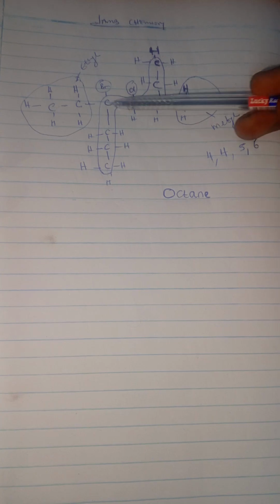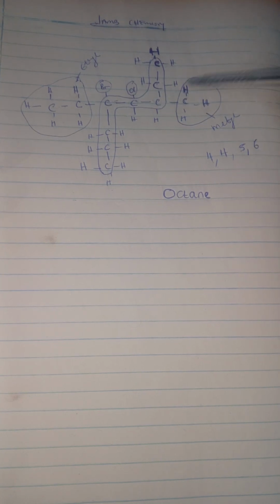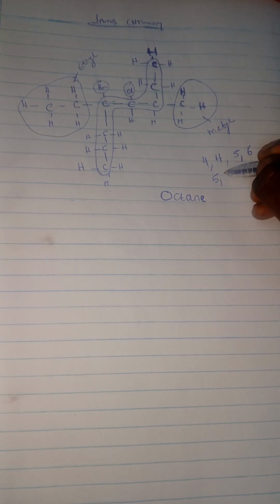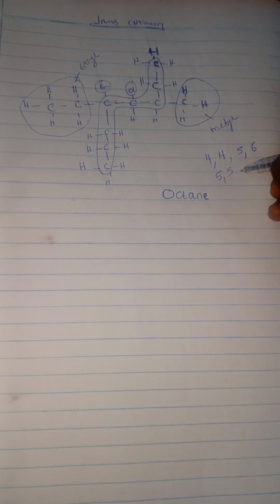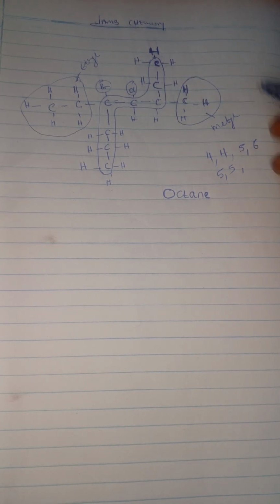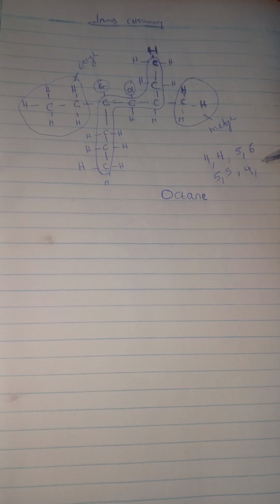1, 2, 3, 4, 5, 6, 7, 8. So the first substituent, this methyl, will be on carbon... Okay, let me just take it the same way. 1, 2, 3, 4, 5. This will be on carbon 5. Carbon 5 also. 1, 2, 3, 4, 5. Carbon 5, carbon 5. This will be on carbon 4. 1, 2, 3, 4, yes. And this will be on what? Carbon 3.